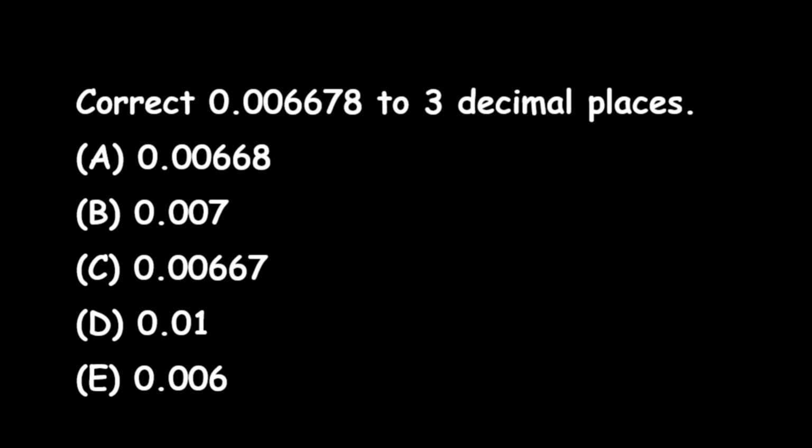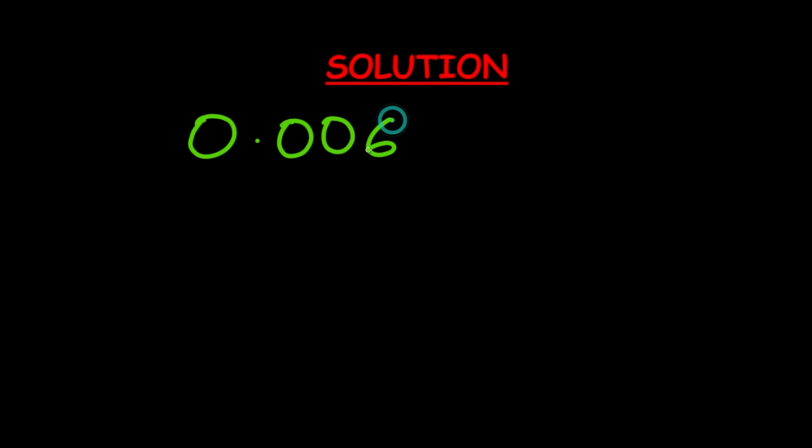Correct 0.006678 to 3 decimal places. Solution. To correct 0.006678 to 3 decimal places, let us count after the decimal from left to right, 3 digits.